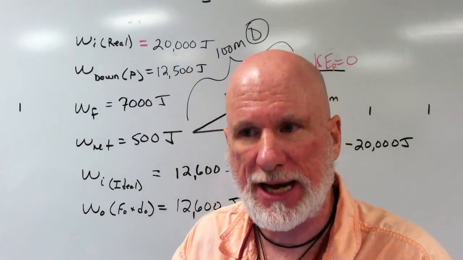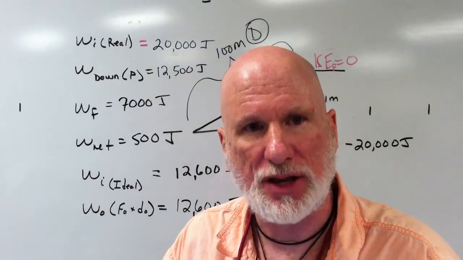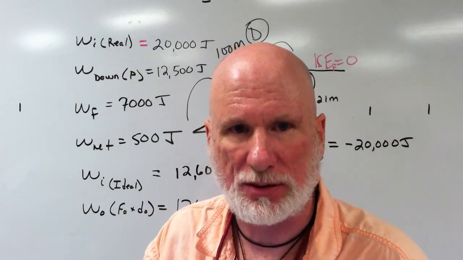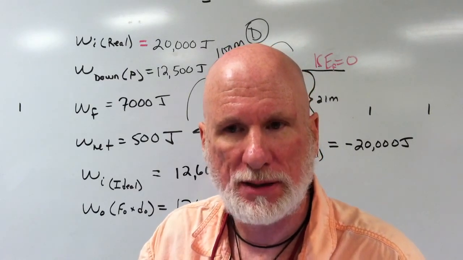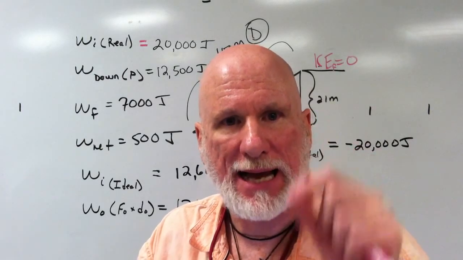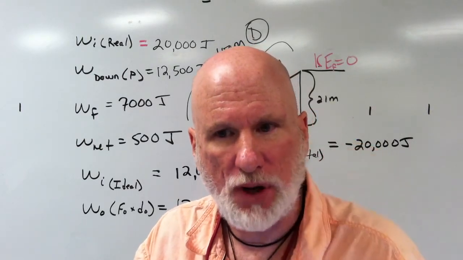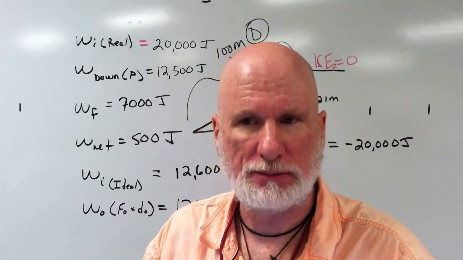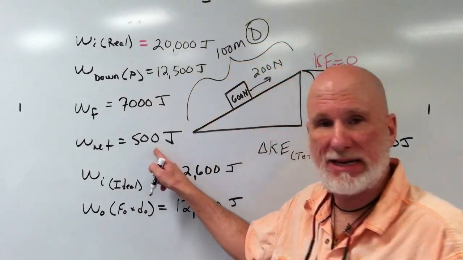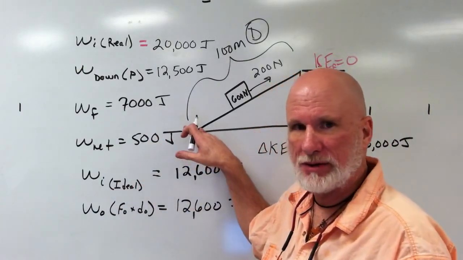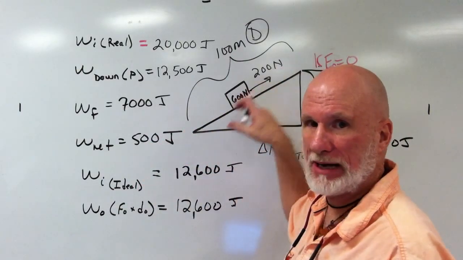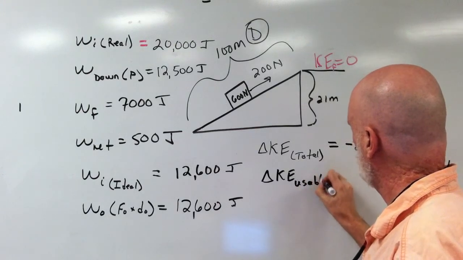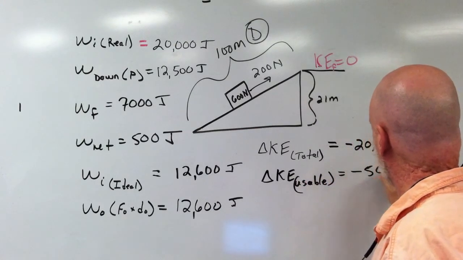What is the change in kinetic energy for the usable kinetic energy? In other words, what amount of kinetic energy actually was converted to mechanical energy? What amount was actually doing mechanical work, actually converting it to usable energy? Well, that'll be the net. So it'd be 0 minus 500. So it'll be negative. So delta KE usable is going to equal negative 500 joules.